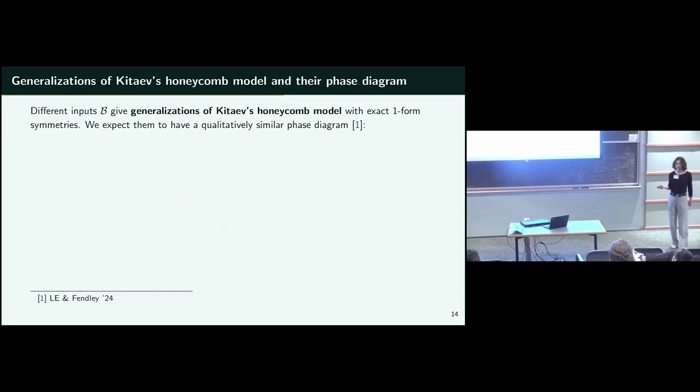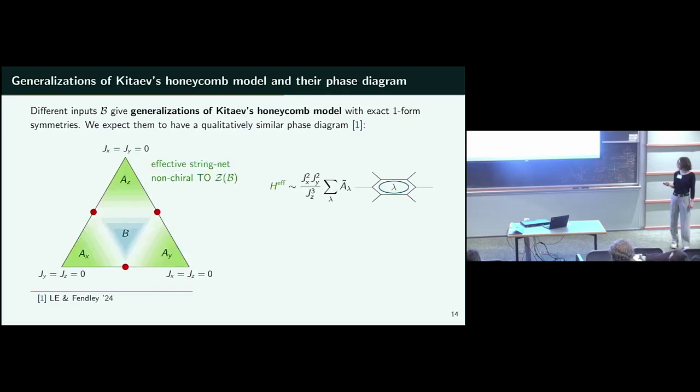Okay, then the main point from my paper with Paul was to say that different braided fusion category inputs give a generalization of Kitaev's honeycomb model in the sense that the models will still have exact one-form symmetries, which give rise to these mutually commuting plaquette operators. And we also expect them to have a qualitatively similar phase diagram. We can show that when one coupling constant is dominant, the model reduces to some effective string net and has non-chiral topological order.